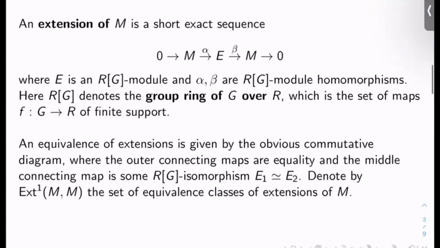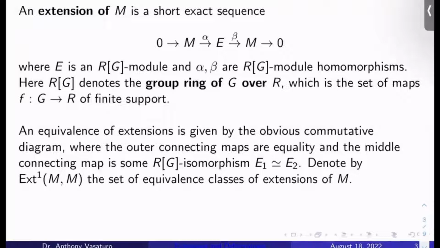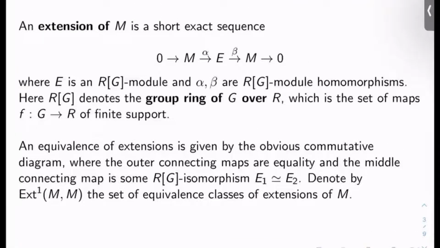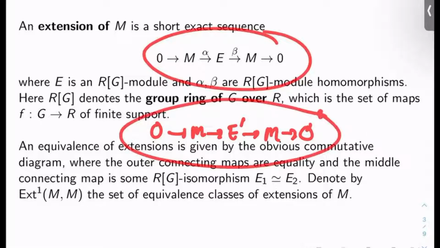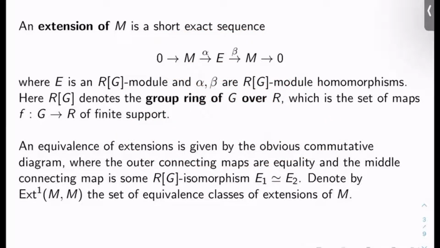Okay, so what is an equivalence of extensions? It's given by the obvious commutative diagram. So let's say I wanted to say that E was equivalent to E prime as extensions of M. What I would mean by that is I'd take both of my short exact sequences here, and I would equip this pair of exact sequences of extensions, if you like, with RG module isomorphisms from E to E prime, and then equalities from M to M as my outer connecting maps. That's what an equivalence of extensions of M is.